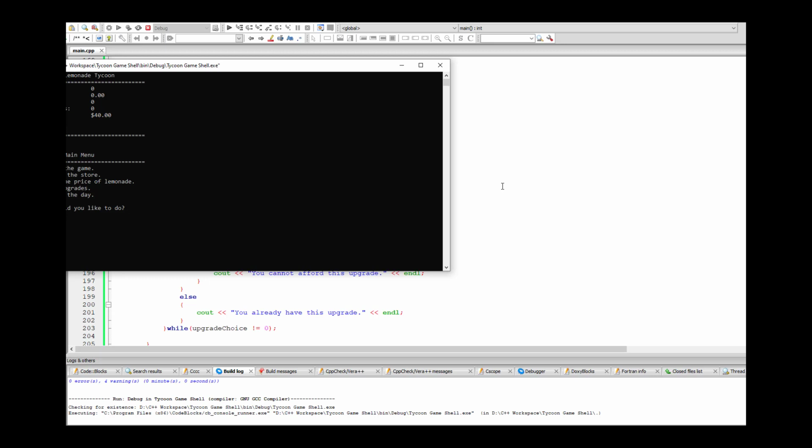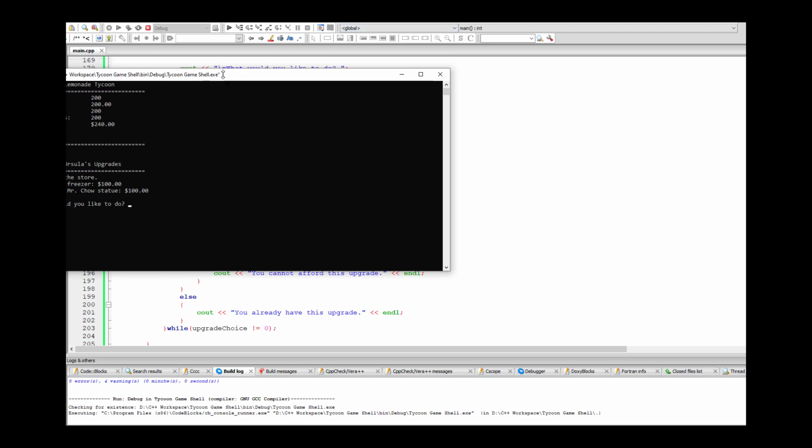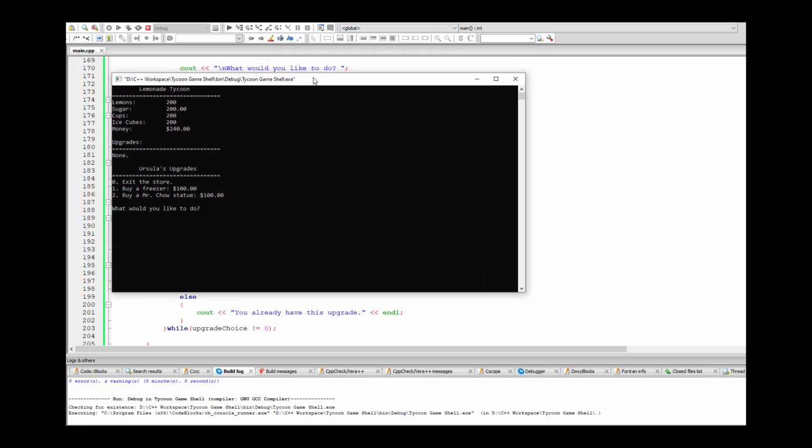So I can buy the upgrades. So let's go 1, 2, 3, 4, 5. I'll do it twice to get $200. So it's over 200, so I can just buy both upgrades. So 3, let me move this into the screen so you can see it. Okay, so here I can go buy a freezer and buy Mr. Chow upgrade. All right, so there we go.